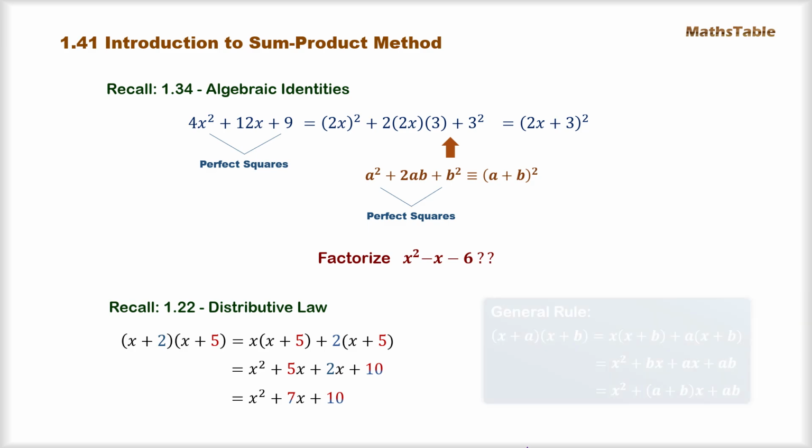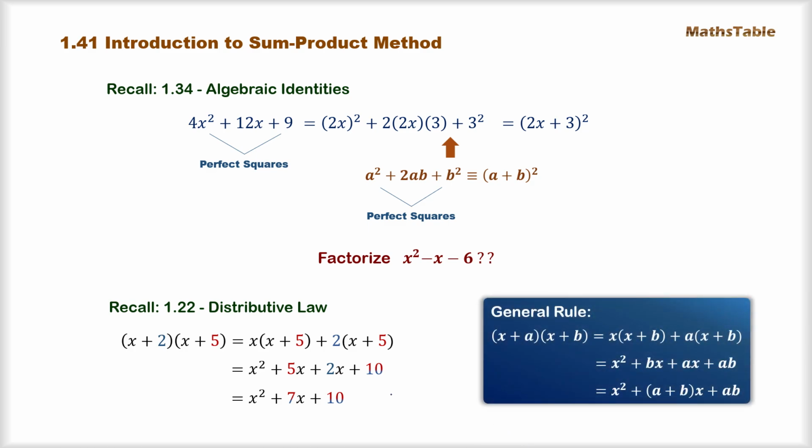So the general rule which we have observed from this example is that if there are any two numbers a and b in the two brackets that are multiplying together, the final expanded form was such that the coefficient of the middle term was the algebraic sum of these two numbers, and the final constant term was the product of these same two numbers a and b. So based on this logic, we can factorize an expression which is impossible to factorize using identities.